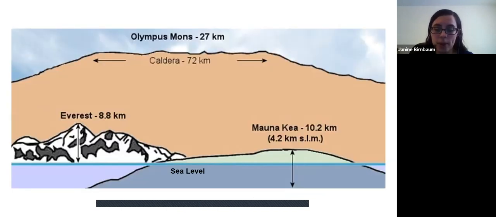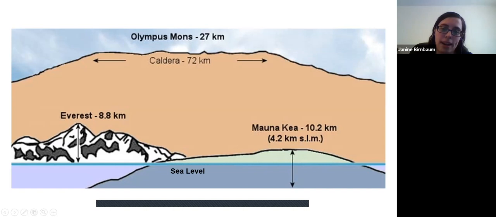So then we're just going to look at one more size comparison of how big shield volcanoes can get. Here on the right we have the shape of Mauna Kea, which is another shield volcano in Hawaii, and we're going to compare it to the size of Everest. While we know that Everest is the highest mountain on Earth, it's actually not the tallest. If you measure from the top to the bottom of the edifice, Mauna Kea is about 1.5 kilometers taller than Everest. So sometimes we will tell you that Mauna Kea is the tallest mountain on Earth.